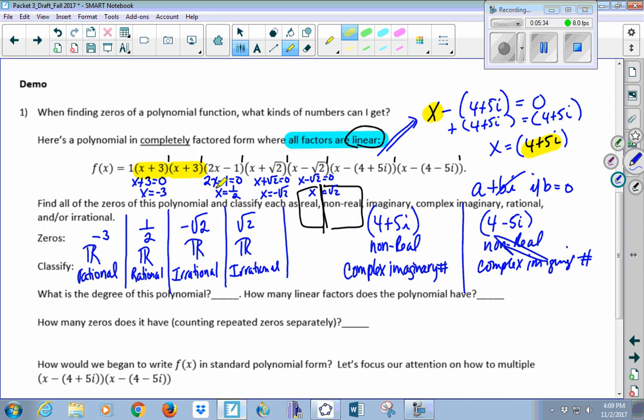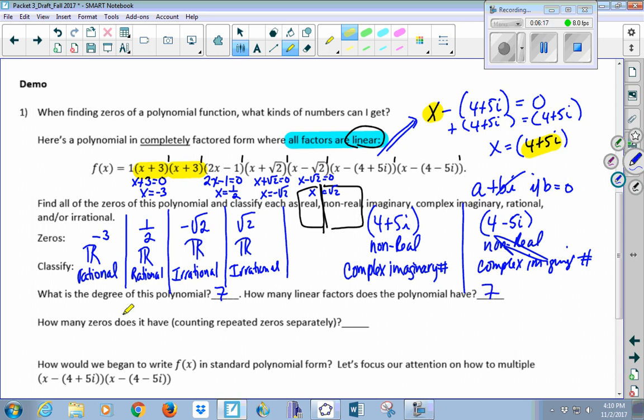What degree does this polynomial have? Well, we can't just look for the highest exponent like we might normally do because it's not in polynomial form. Remember, polynomial form is a finite sum of terms. So we don't have a bunch of addition and subtraction going on here. It's not written out as a sum. It is written out as a product. It's a product of all these factors. So in order to find the degree, you have to add each of the exponents on your factors. So you have 7 ones, so the degree is 7. You have 7 linear factors.